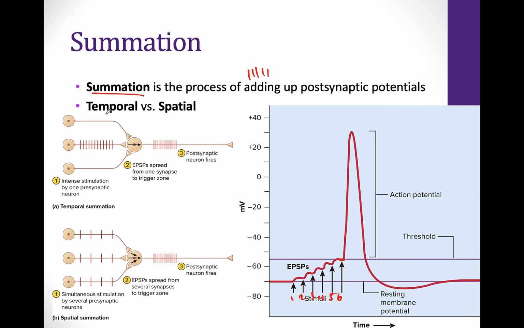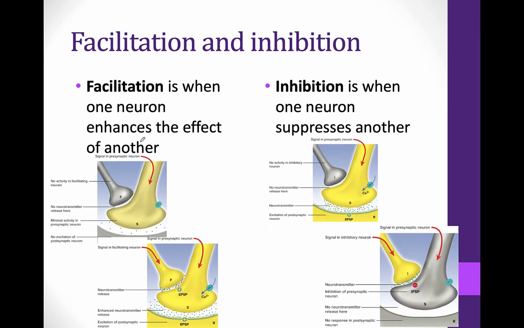Sometimes summation is temporal, meaning that they happen very quickly in time. So in this neural pathway here, you can see that there are many potentials happening very quickly. That's going to cause an action potential on this postsynaptic nerve. Down here, we can see spatial summation. So spatial meaning that instead of just having one cell, we've got 1, 2, 3 neurons all stimulating this. So this postsynaptic neuron here is receiving stimulus from 3 different locations, and that gives it enough stimulus to hit threshold and have an action potential.